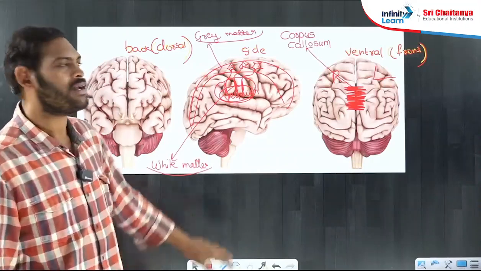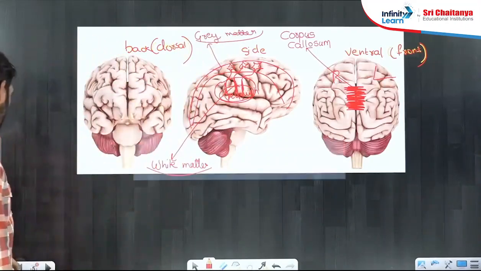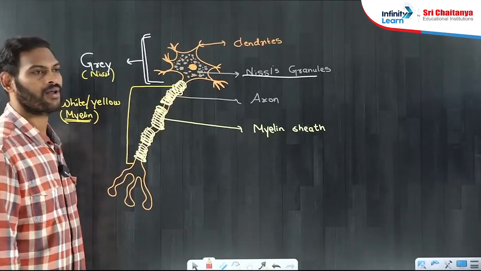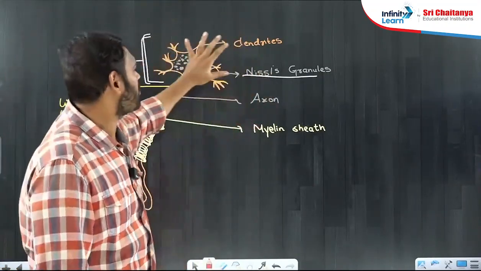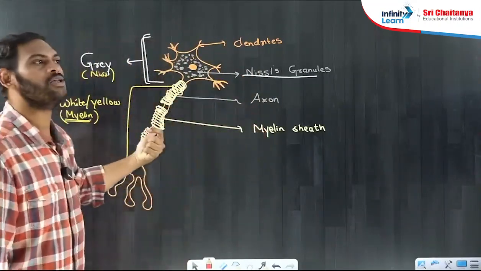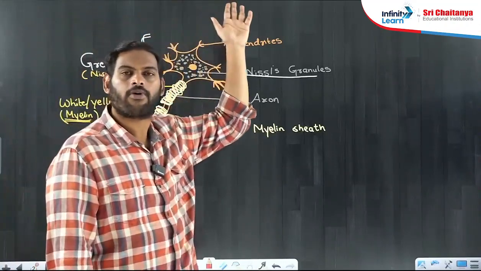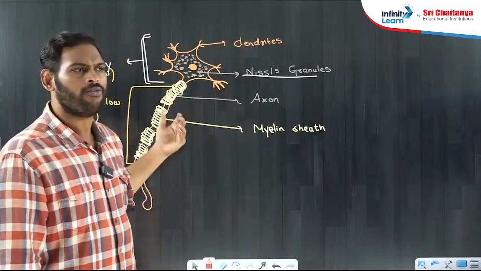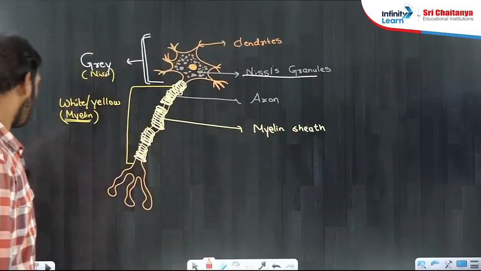Guys, you'll understand gray matter and white matter only when you know the importance of the neuron. So the cortex surface has richness of cell bodies, and the cortex interior has richness of myelin sheaths. Therefore, the cortex appears gray because of cell bodies and the inner parts of the cortex appear yellowish because of myelin sheaths. Done.